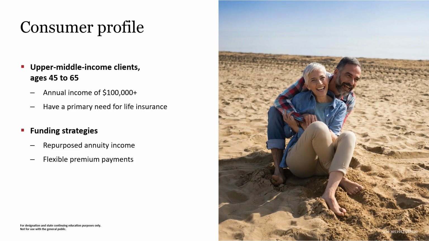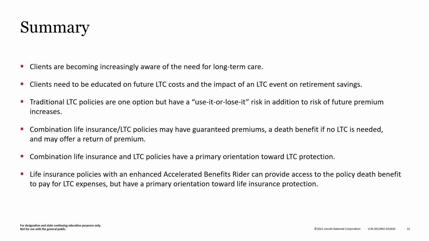Upper middle income clients 45 to 65, again, that's probably the real target market, with annual income of $100,000 plus. For many of those individuals, the primary need might still be life insurance, depending on what stage their kids are at, if they're in college or before college, or they still have a mortgage on their house. Funding strategies: you can repurpose annuity income, or again, flexible premium payments. Almost all of these options we talked about today offer options to pay it out over a period of time.